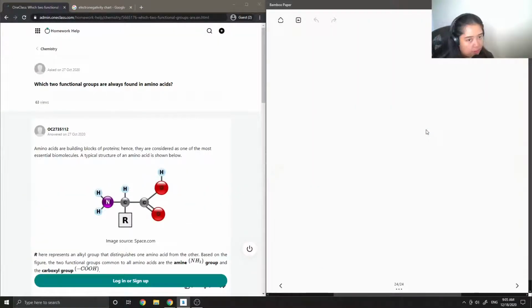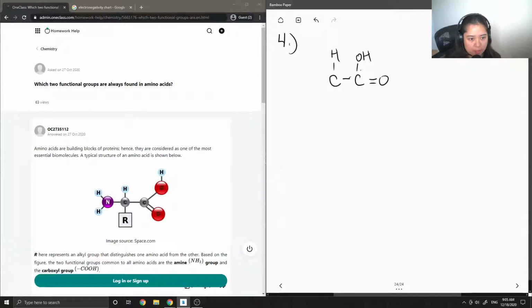Okay, so now we are on to question number 4. Which two functional groups are always found in amino acids? Okay, so an amino acid will always have carbon as the chiral center. And one of the functional groups that is always found on it is a carbonyl group.